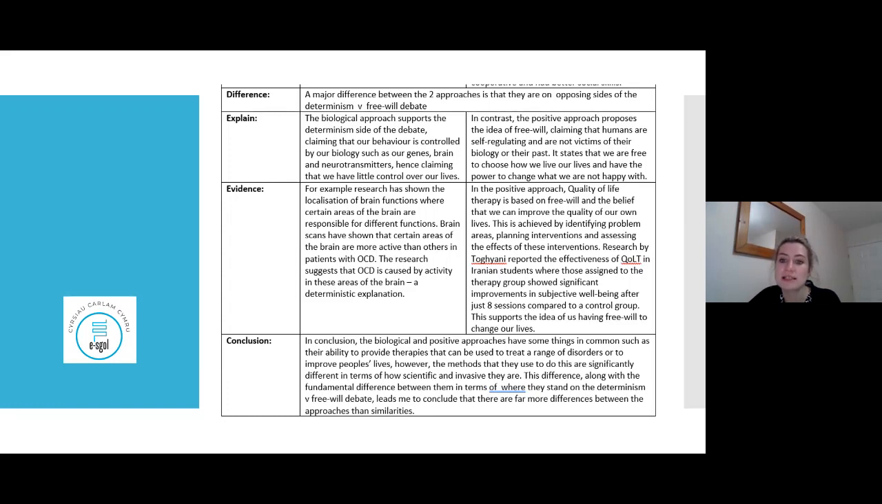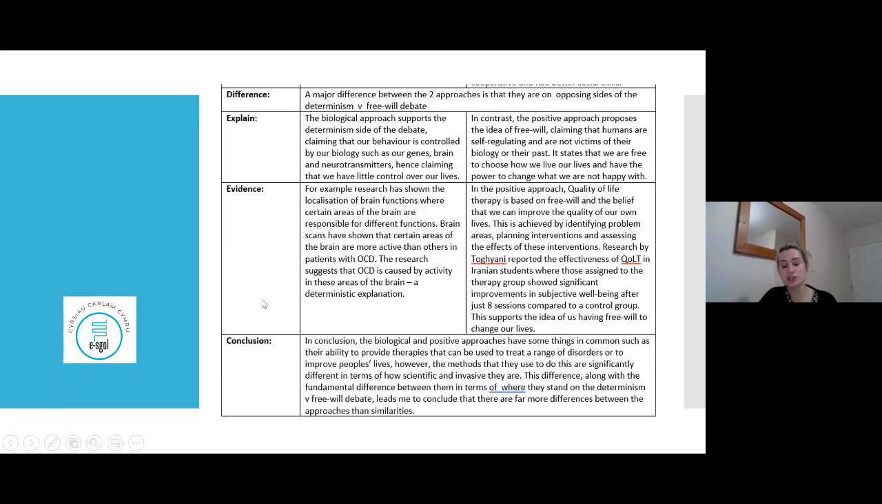In the positive approach, quality of life therapy is based on free will and the belief that we can improve the quality of our own lives. It's achieved by identifying problem areas, planning interventions, and assessing the effects of these interventions. And then they've got a piece of research. So they've really gone into detail and explained the evidence, and they've linked it back to the question with this sentence here: this supports the idea of us having free will to change our lives. And that's really nice for logical structure, for you to make your point, state your evidence, and bring it back to the question, or back to the point you're originally making.